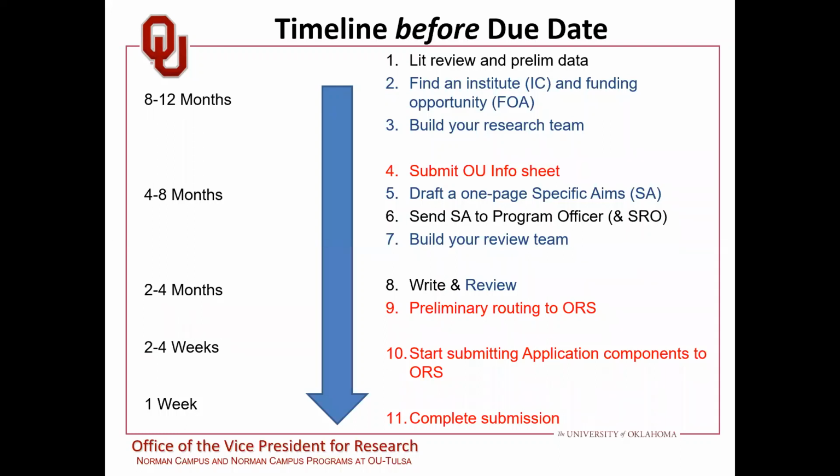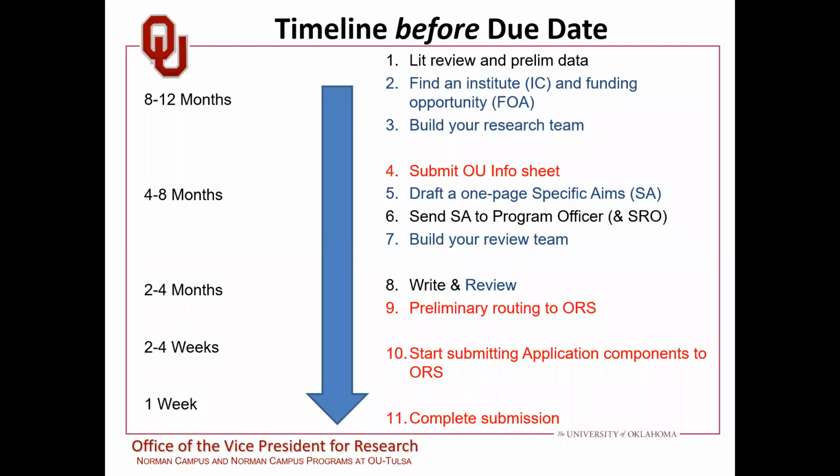Then you want to start working on writing the contents of your proposal, having reviews done on it. Provide ORS with the preliminary routing information. For routing, all we need is the draft abstract, that one pager that you should have already done, the budget on OU's form, and a draft budget justification. So we don't need the completed proposal to be done for you to do the routing, and that gets it out of the way. So we have the permission to submit in our back pocket while you're working on all the rest of the contents for the submission.